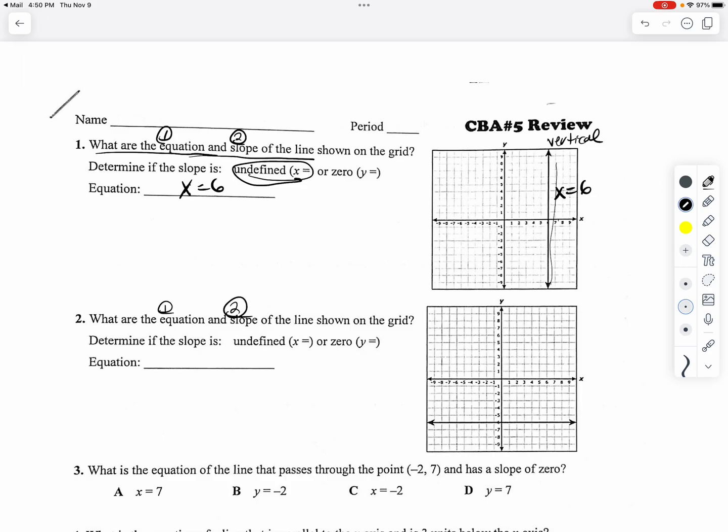And number 2 is the same thing, asking for the equation and the slope. But this time it is giving us a horizontal line. This horizontal line is passing through the y-axis. Therefore, our equation is going to be y equals, and it's passing at -6. Therefore, our equation is y equals -6. A horizontal line is flat. Therefore, the slope is 0.